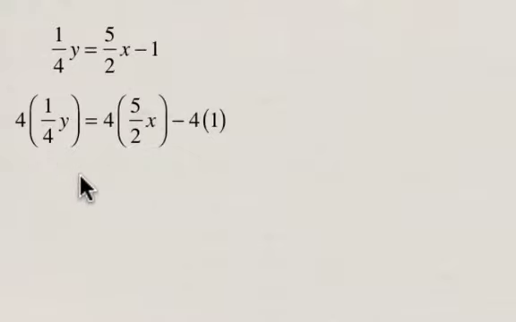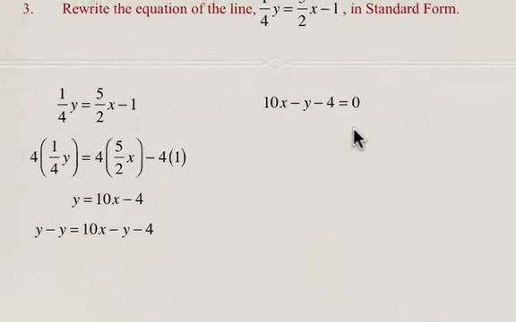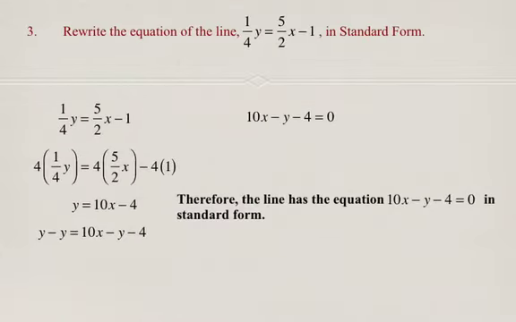So this simplifies to be y. And on the other side, as I said before, 2 goes into itself once and into 4 2 times, so this is 2 times 5, which is 10x. And then we just multiply the 1 by 4 as well. Don't forget to do that. So it's -4. Now all we have to do is subtract y from both sides, and we end up with 10x minus y minus 4 equals 0. And so now our equation is in standard form.